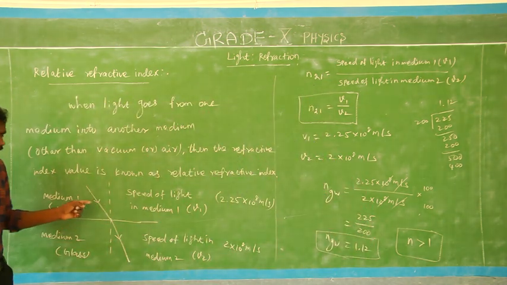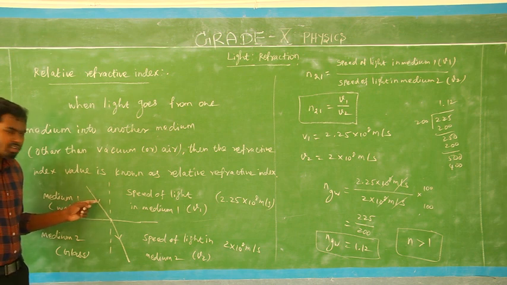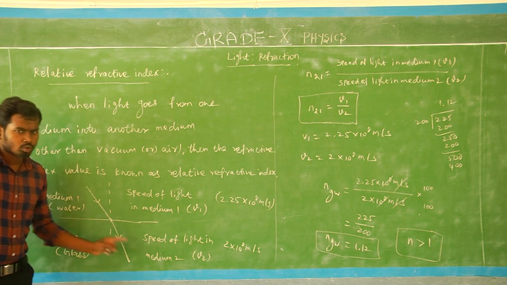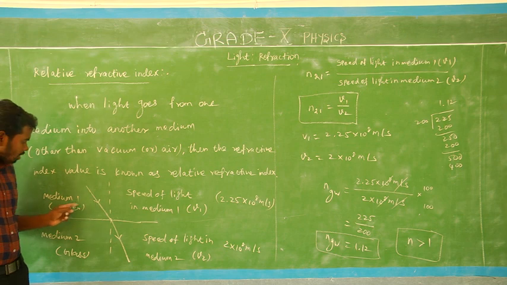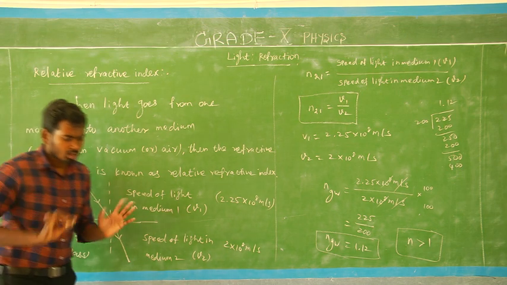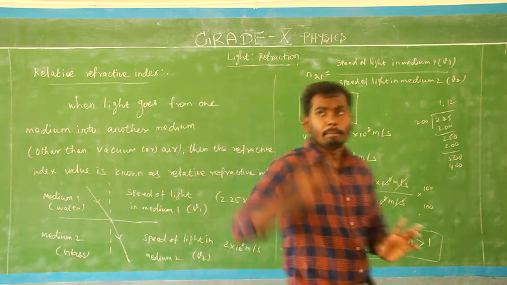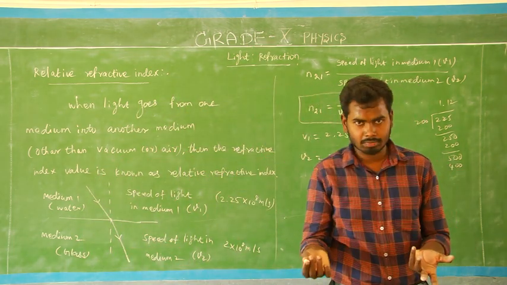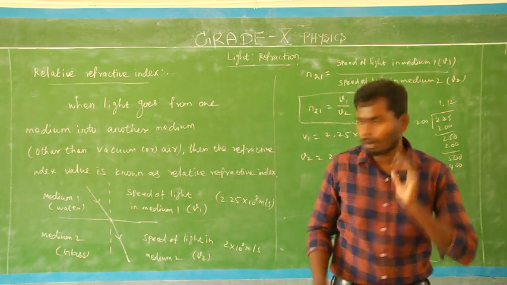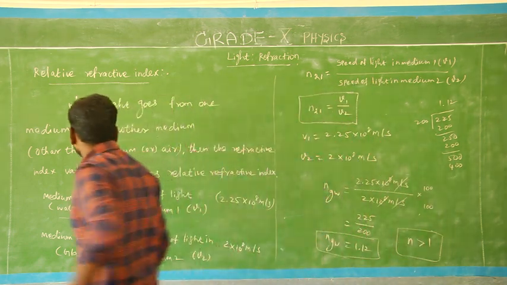So this is the first case. In this case, light travels from medium 1 to medium 2. Alright, light travels from water to glass. This is medium 1, this is medium 2. Suppose light travels from medium 2 to medium 1. What will happen, sir? Medium 2 to medium 1, what will happen? That is next one. Look at here.